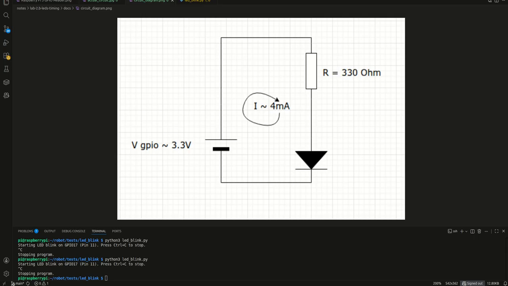The resistor value was chosen deliberately. This LED drops about 2 volts, leaving about 1.3 volts across the resistor. This results in roughly 4 milliamps of current, visible, stable, and safe. Now let's look at the software.